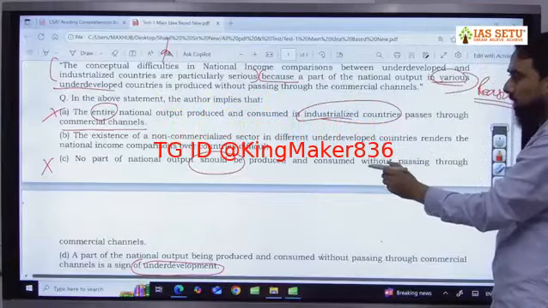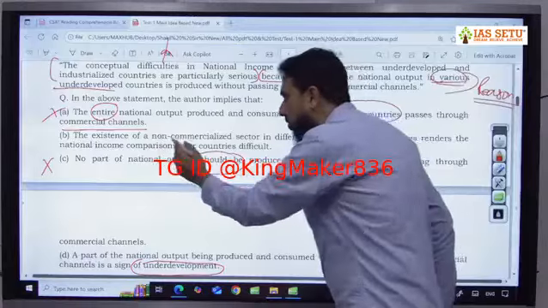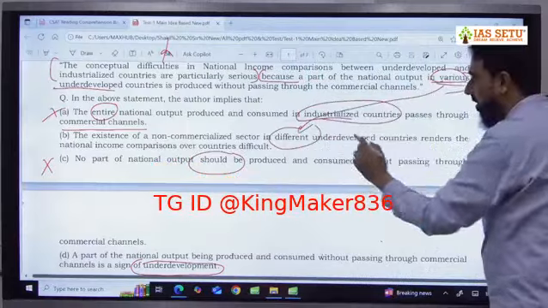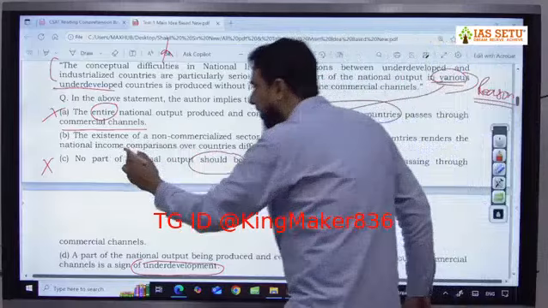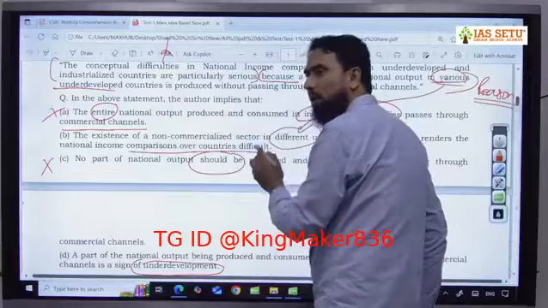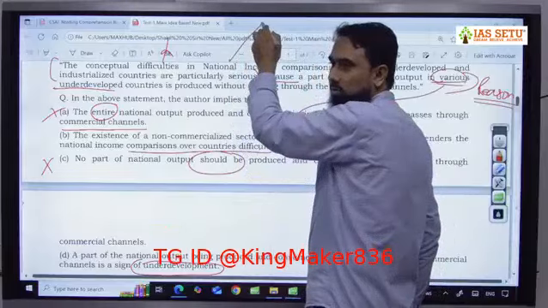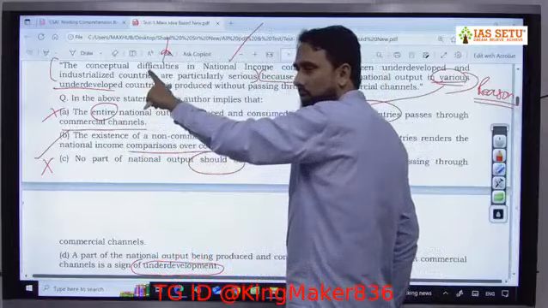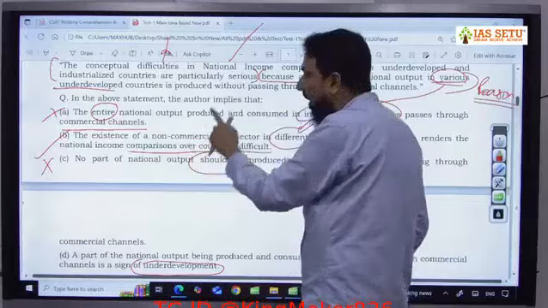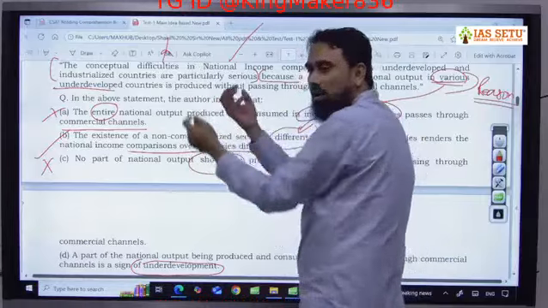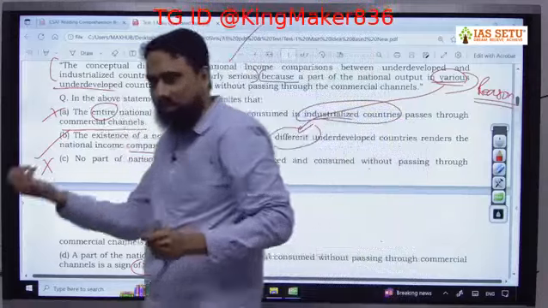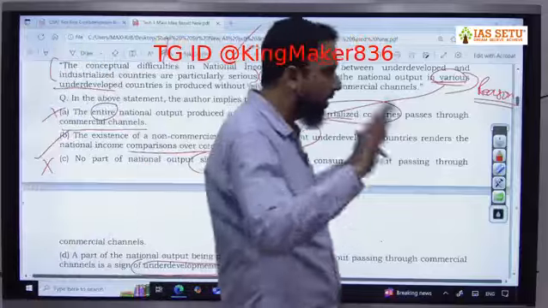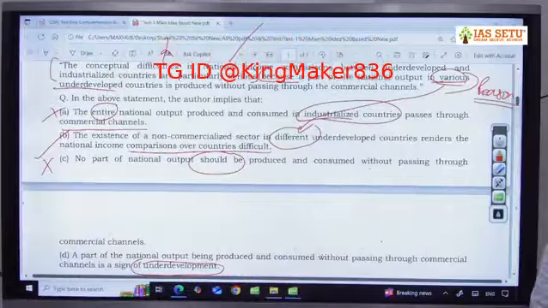And you see the correct option B: existence of a non-commercialized sector in various underdeveloped countries renders the national income comparisons over countries difficult. And the author's main point was to highlight the difficulty. So this difficulty is captured here. It means the idea is there and that idea is represented by this. The rest of the options have some logical deductions they have made, and just based on that. So dear, evaluation of the option is a very important activity.